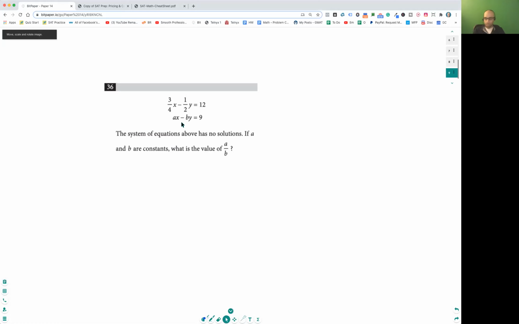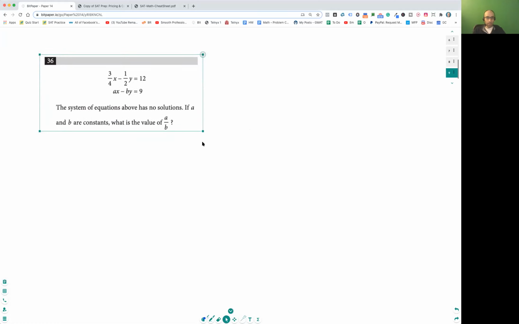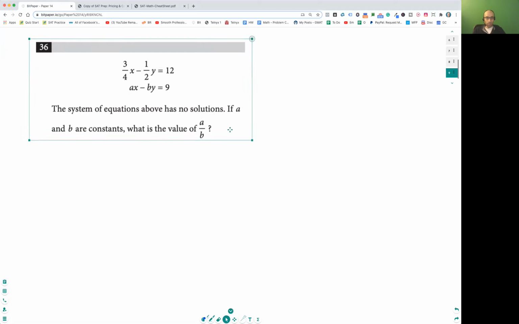Okay, so how do you solve this? I'm just going to actually leave this as kind of like a problem for you guys to solve as well. Okay, so what do you do here? It has no solution, right? What does it mean it has no solution? It means first of all the slopes are the same. That's all. Slopes are the same. That's it. They're parallel.